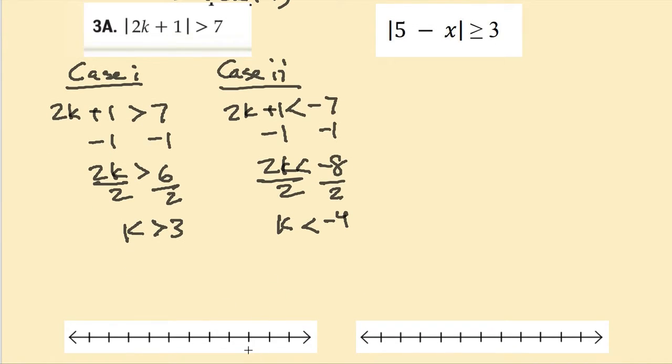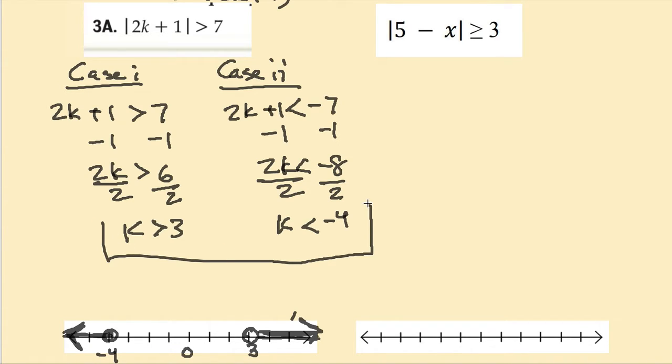Okay, so if k is greater than 3, we'll say this is 3 right here. We're going to circle it, and then it goes off in this direction. And if k is less than negative 4, so you go 3, 2, 1, 0, negative 1, negative 2, negative 3, and then here's our negative 4. You're going to circle that one and leave it open as well. Any of your solutions can be any of these numbers that lie in this set right here or this set right here. So it's basically anything except the numbers between negative 4 and 3. Okay? And so that would be our solutions.